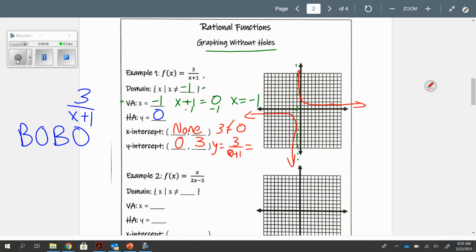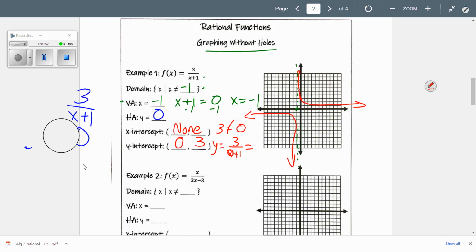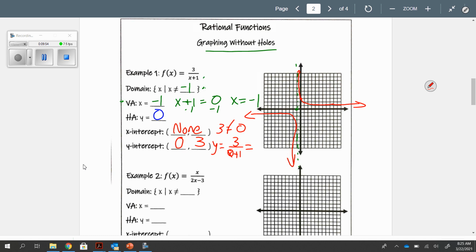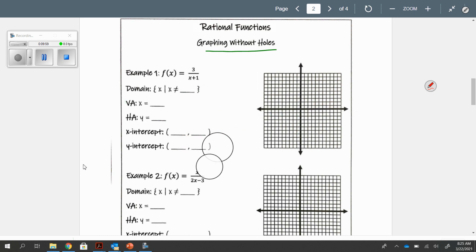All right, I will do one more because I don't want to take up too much of your time, and I know it's a lot. So I'll do example number 2, and then you're on your own. Let me know if you have any questions. Like I said, I know it's a lot. That's why we're going to do one more and one more only. All right, moving on.